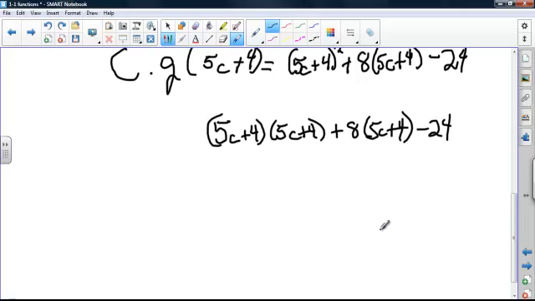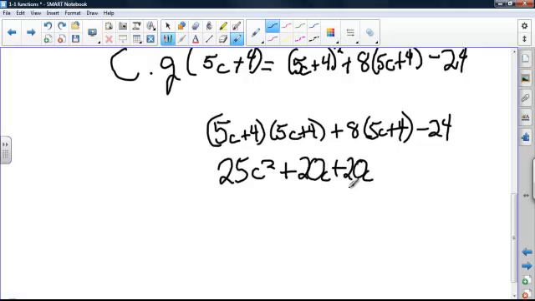So now I take a look at this, and I have to, you guys can call it FOIL, I call it the distribution property. You're just going to distribute it throughout. So that gives me 25c squared plus 20c plus 20c plus 16. I'm going to distribute the 8: 40c plus 32 minus 24.